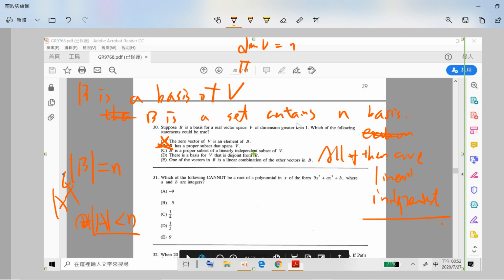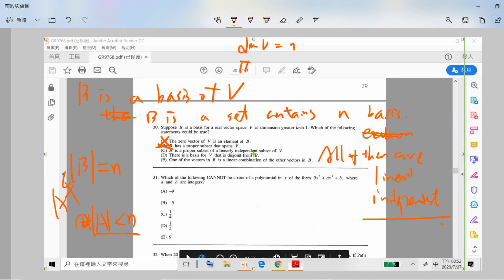So C, B is a proper subset of a linearly independent subset of V. This is also wrong, right? So the linearly independent subsets of V contain a lot of sets. Each set is linearly independent. But once you write B is an element of a linearly independent subset of V, it is not a proper subset.